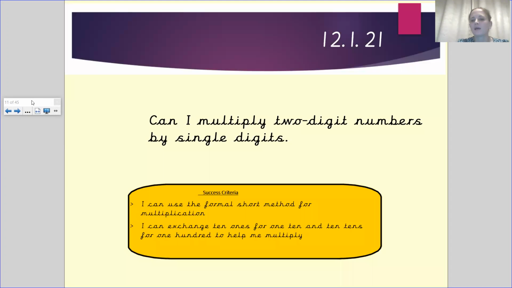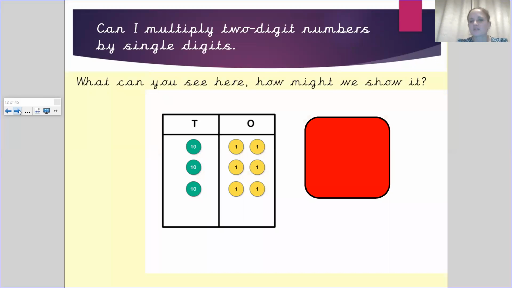So, like I said, we're going to be looking at multiplying two-digit numbers by single digits. So when we have a look at this question, what is it that you can see? So I can see that we've got 3 10s and we have 6 1s. But if we look at this question, just get my annotation.